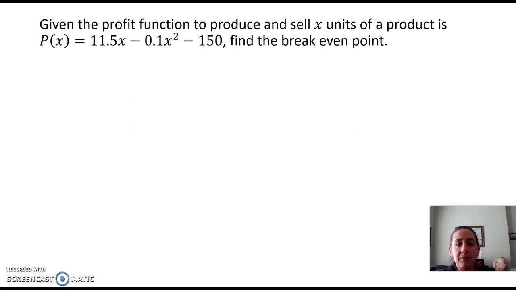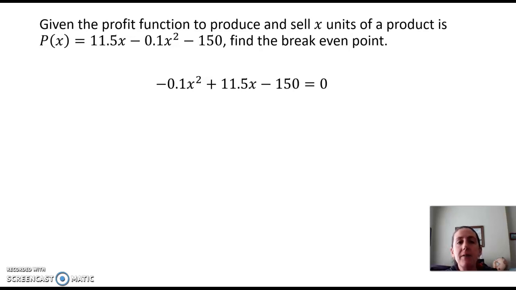So given the profit function to produce and sell x units of a product is 11.5x minus 0.1x squared minus 150, let's find the break-even point. Remember, another way we break even is when our profit is equal to 0, so we'll set the profit function equal to 0. My next step would be to factor. I don't want to use the quadratic formula because that takes too long.